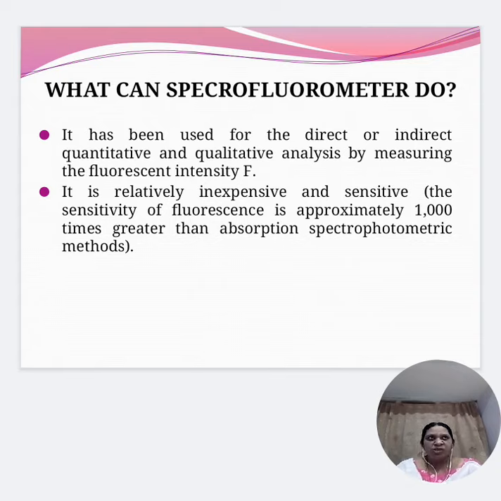It has been used for analyzing directly or indirectly the qualitative and quantitative analysis of a sample by measuring the fluorescent intensity, capital F. It is relatively inexpensive and sensitive, and the sensitivity of fluorescence is approximately 1000 times greater than the absorption spectrophotometric method.